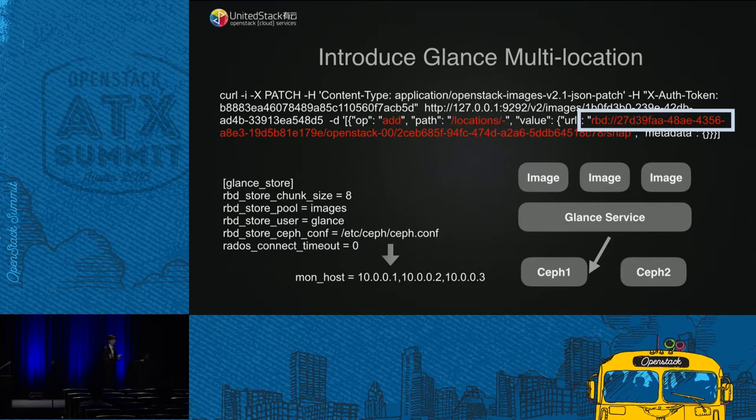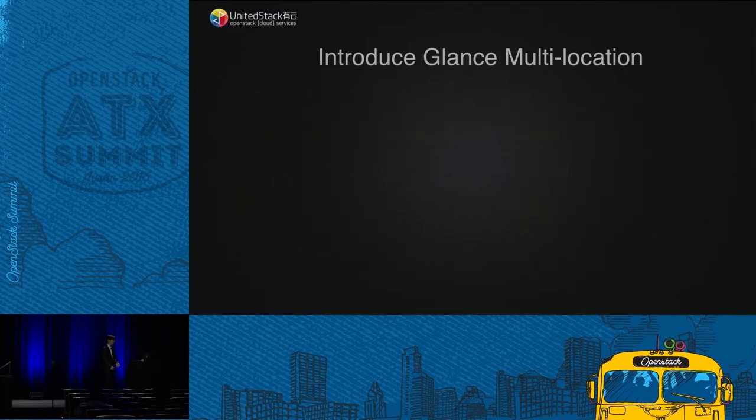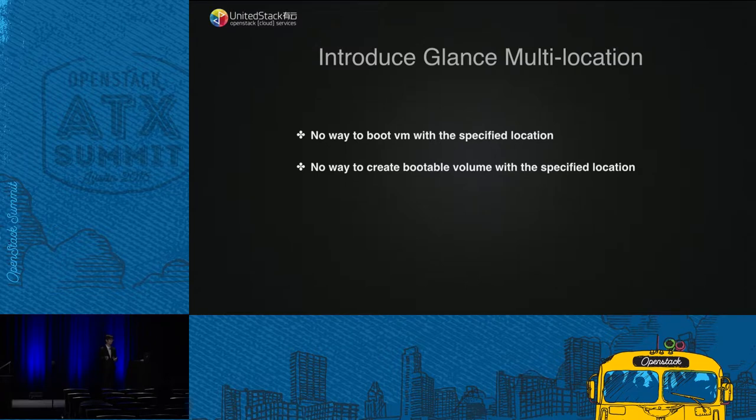Unfortunately, there's no way to configure and use two Ceph clusters, like the images on the right corner. We can only choose the left one or the right one, but not both. So that's why there are some other limitations of the Glance multi-location feature. Currently, we are not able to boot a VM with the specified location. Similarly, we could not create a bootable volume with the specified locations.